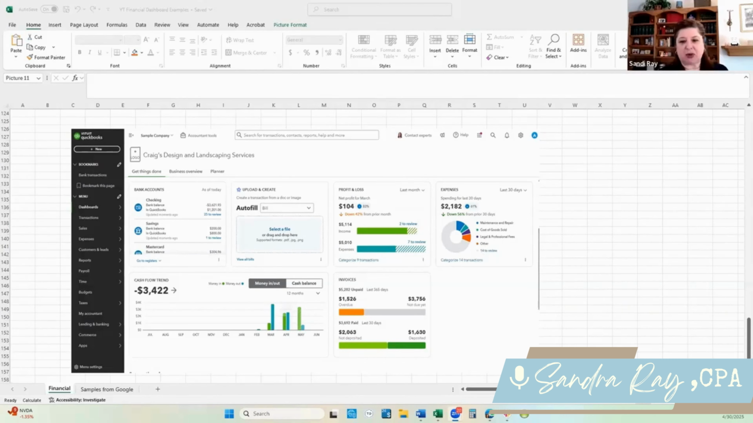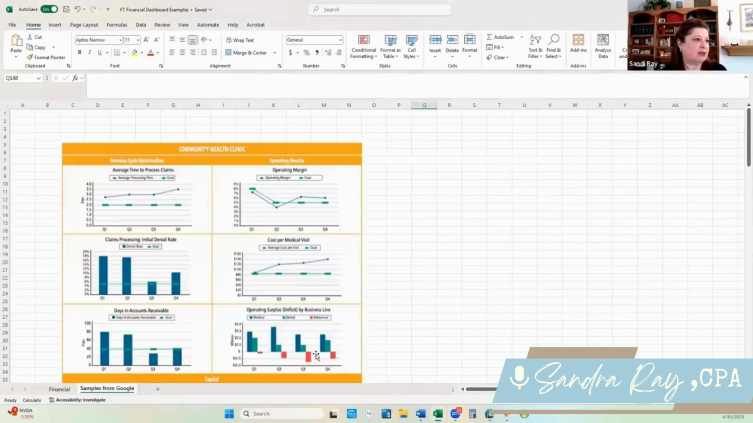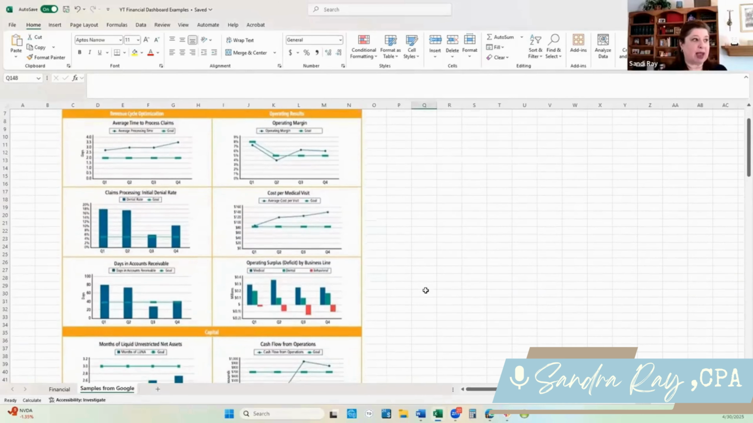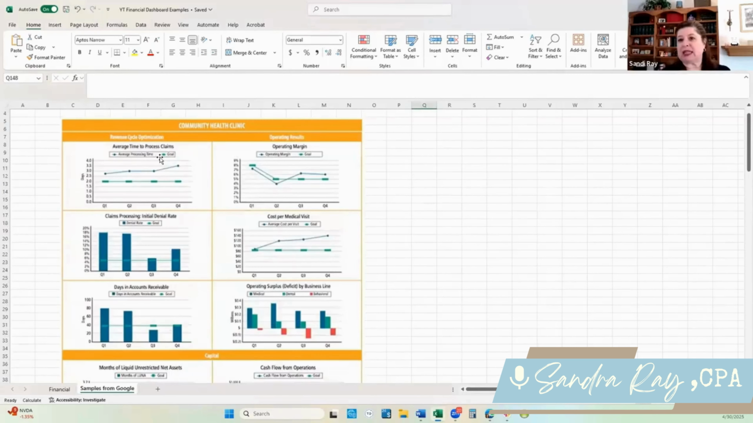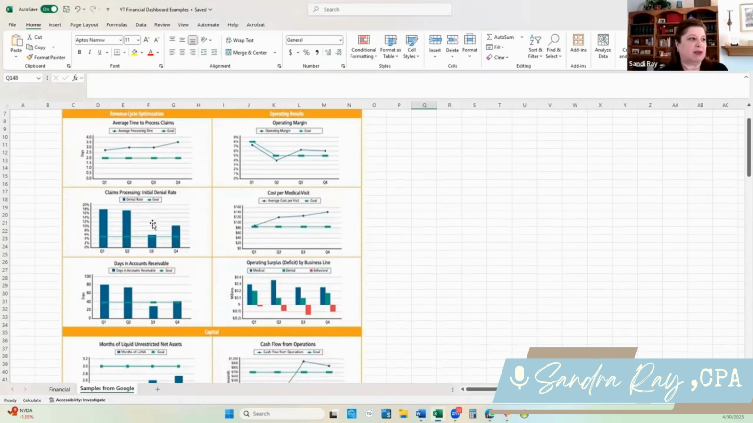Some other dashboards that I got offline incorporate not only financial information, but some programmatic information as well. So this was a community health clinic. Average time to process claims. What is your cash flow going to look like? How do we decrease? What are we doing to decrease that time? Our operating margin, claims processed, the denial rate. If they want to increase their cash flow, they need to decrease their denial rate on the claims.